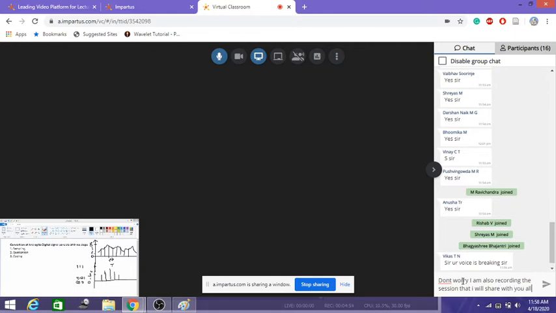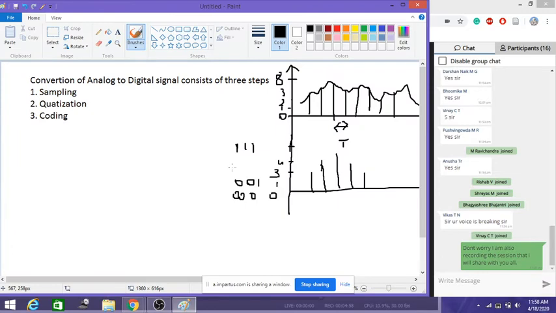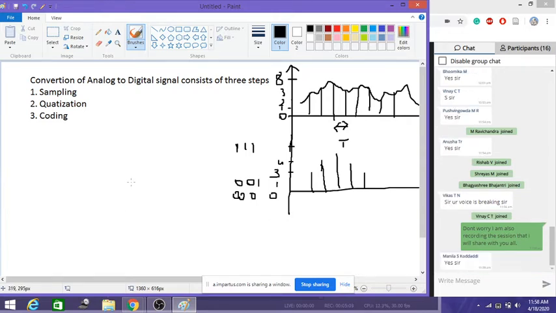Now this is about the analog and digital systems. Now let us look into the number systems here. Can you all see what I am writing on the screen here? Yes. So that is fine then.